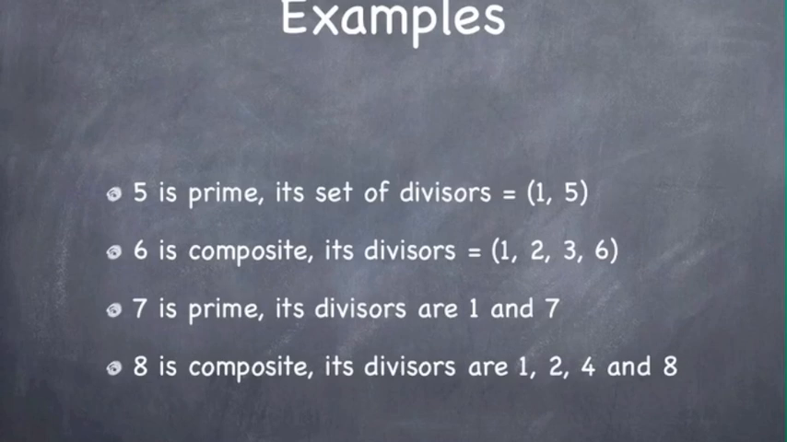5 is a prime because the only thing that can divide into 5 is 1. 2 doesn't go into it, 3 doesn't go into it, 4 doesn't, but 5 does. So 1 and 5 are its only divisors that have no remainder.